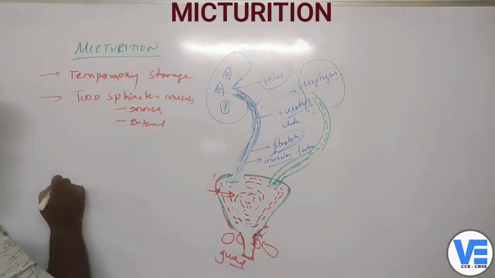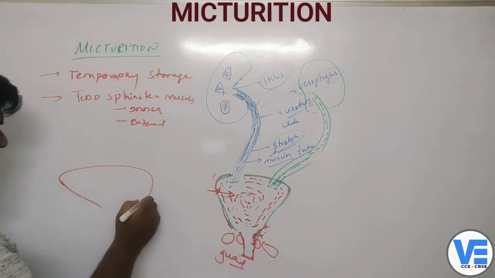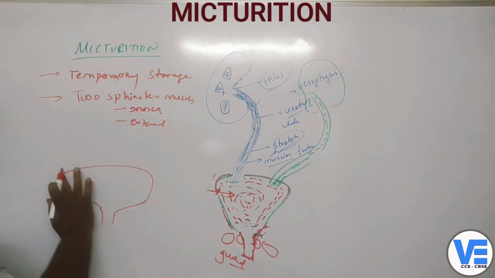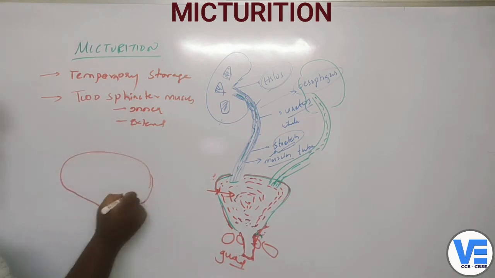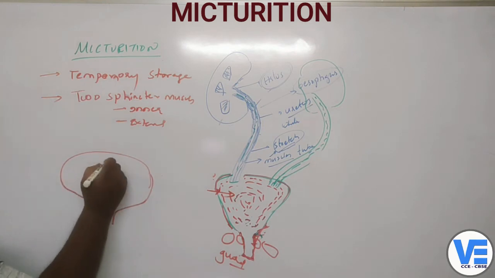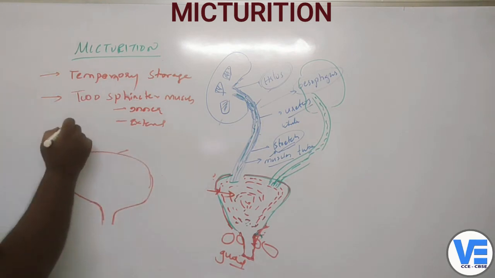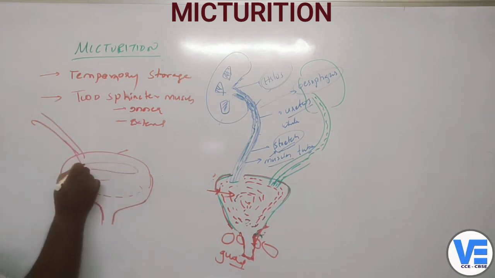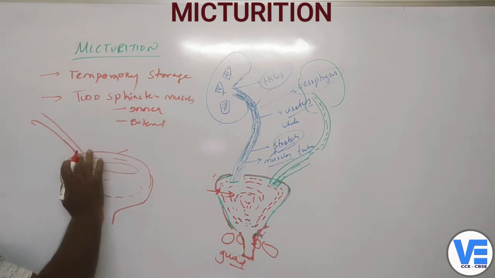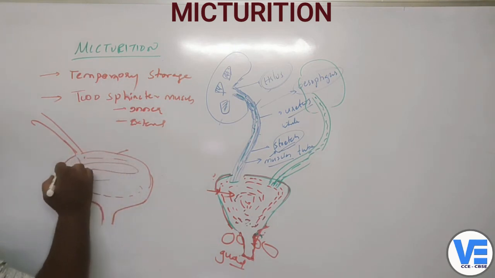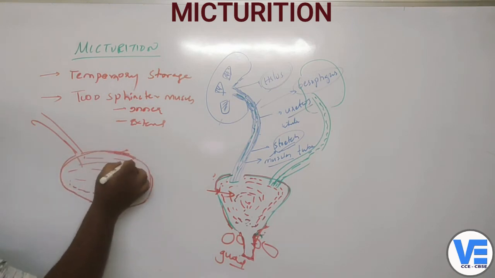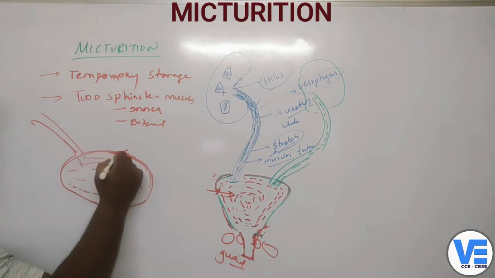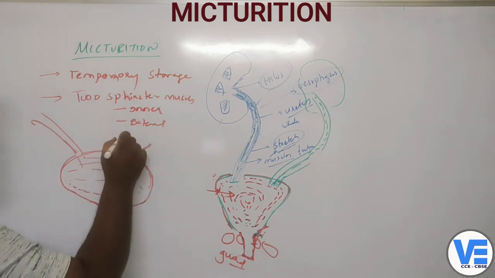Now just assume that this is the urinary bladder. We have already seen that it is distensible, in the sense that it can stretch. Whenever the ureters bring the urine inside and the urine starts filling in, the urinary bladder will stretch. When it stretches, immediately information will be sent in the form of a reflex action.